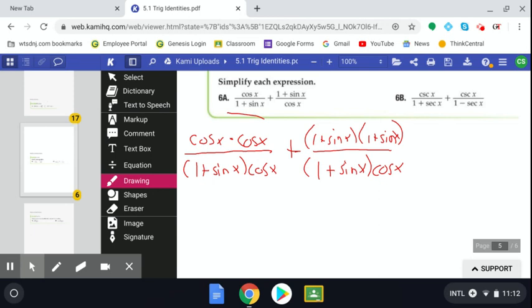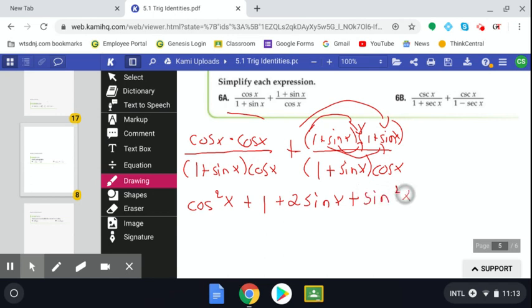So like I said before, cosine x times cosine x is going to be cosine squared x plus, you have to FOIL. 1 times 1 is 1. 1 times sine x plus 1 times sine x is going to be 2 sine x, plus sine x times sine x is sine squared x, over my denominator, 1 plus sine x times cosine x.